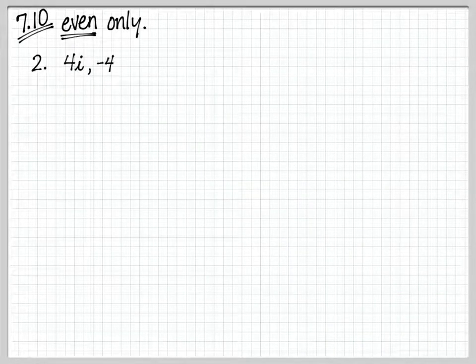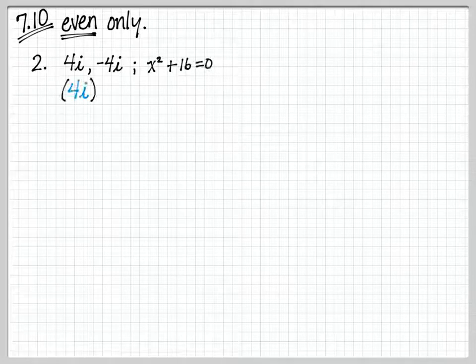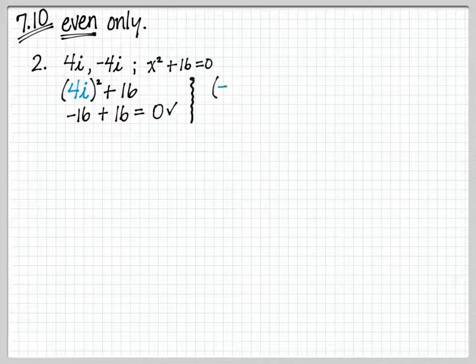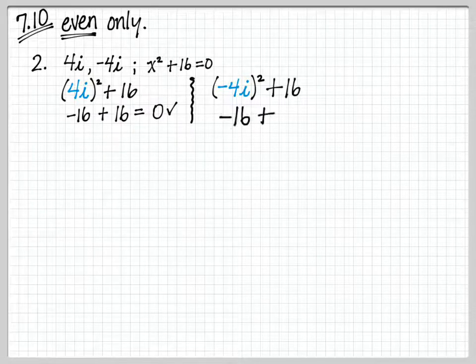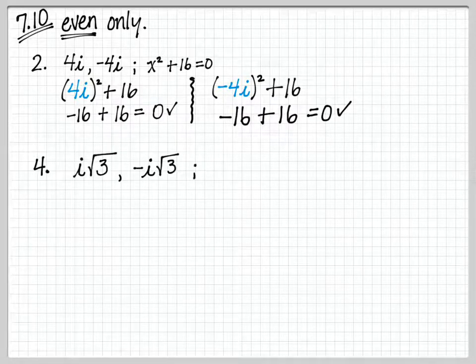Now we're into 7-10, and again, I'm only doing the even answers. So in this first one, I'm going to pause this, the work. It's asking you if this is a solution, so you're going to plug it into the equation to verify that the left-hand side of the equation does in fact equal the right-hand side. So we plug in 4i into the equation, and now I'm starting to plug in -4i, and you'll see that it does work out for both of them.